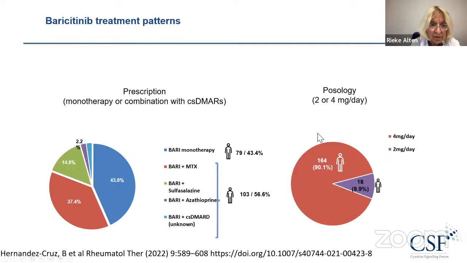So here you can see the treatment pattern. Most of the patients really received baricitinib in 4 milligram dosage, as you can see here, the higher proportion of patients, but interestingly also a high group of patients in monotherapy, which is a very important option, especially for those patients who are intolerant or have side effects on methotrexate.